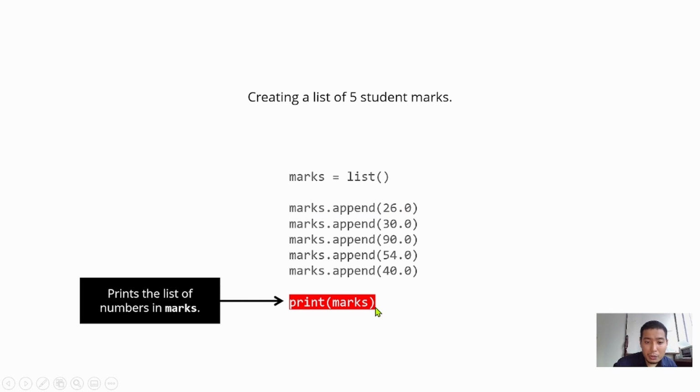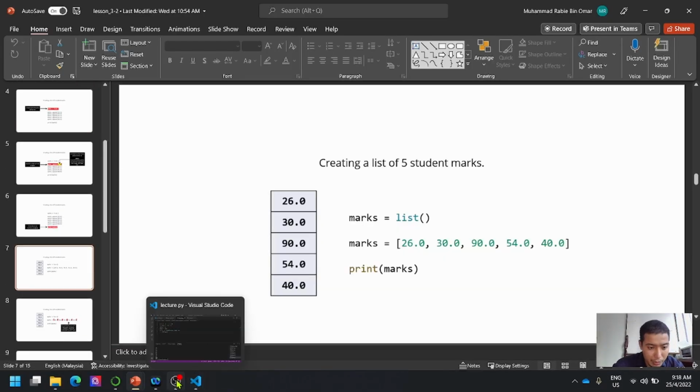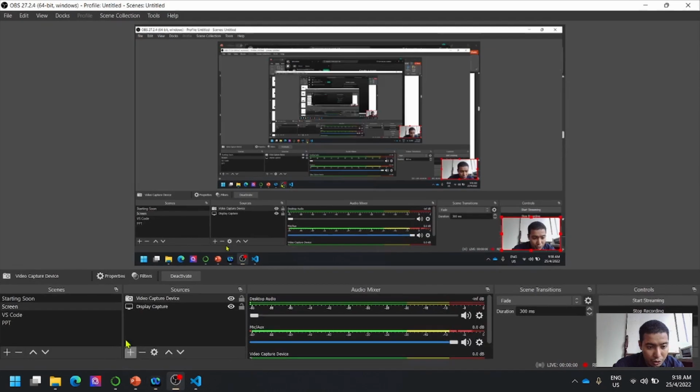And then finally, if you want to print the marks, you just directly use the print function, and the argument will be your marks, your variable. Python will automatically detect it as a list, and it will use its own way of printing the list. I'll show you the example after this. So now let's move to Microsoft Visual Studio Code.